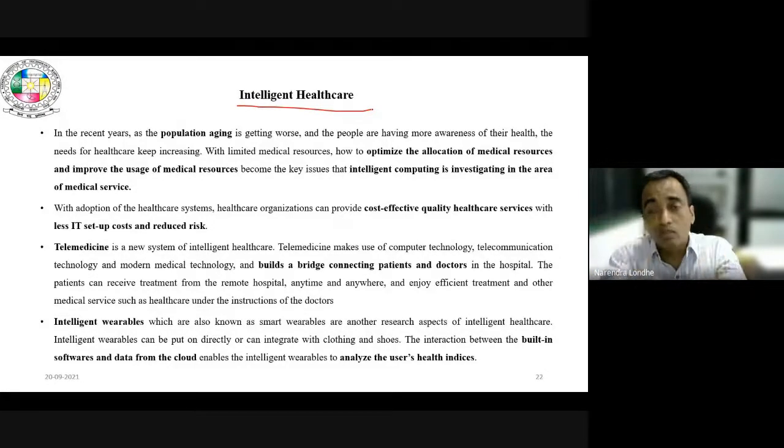So that is the most important application of intelligent systems, that is intelligent healthcare, related to the theme of this faculty development program. So let me come to intelligent healthcare. First thing that comes to our mind is why we are playing with such a sensitive area with intelligent computing, right? Many people ask me why we are putting computers into healthcare, right? Let me tell you the reason.